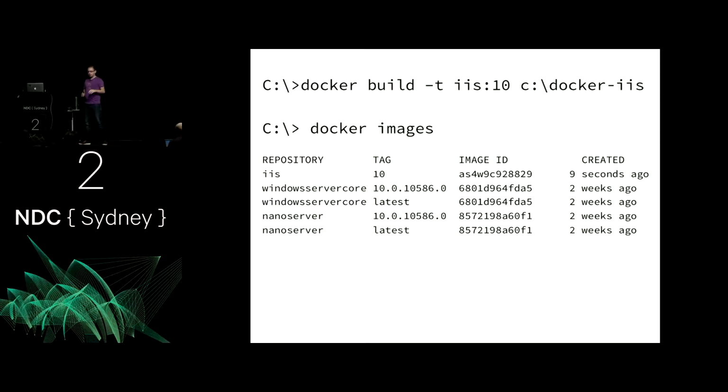And then when we do Docker list, we now have our original images plus the one which we had just newly built based on the instructions in our Dockerfile.